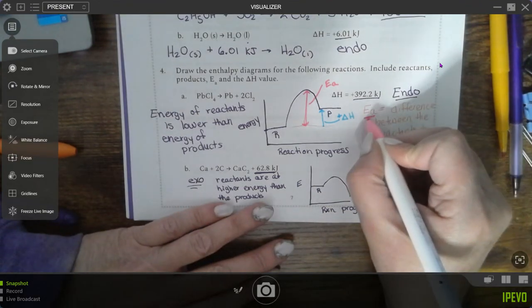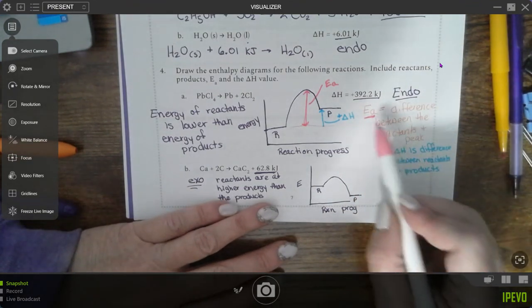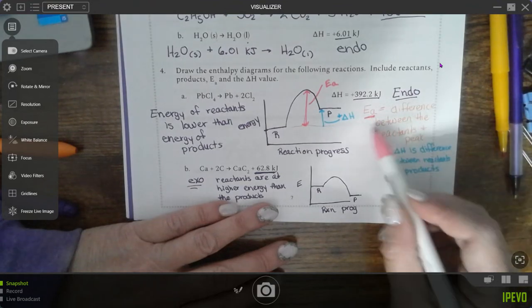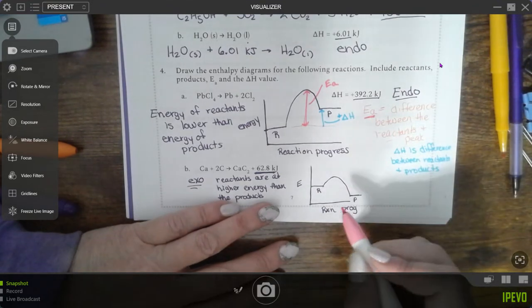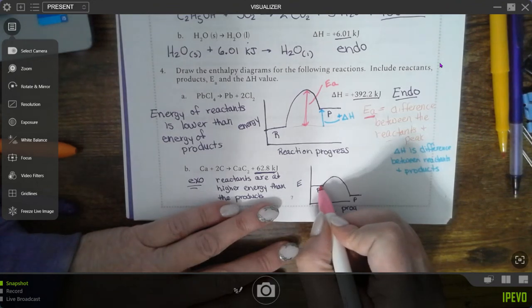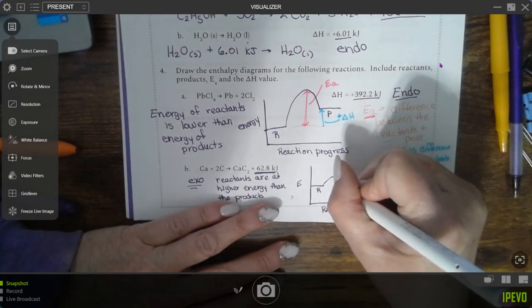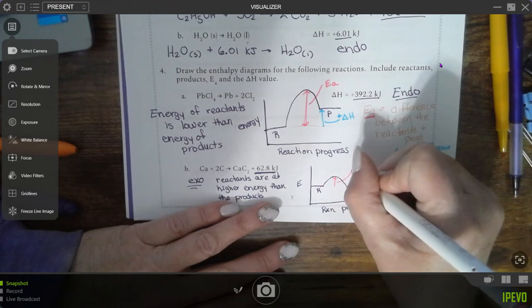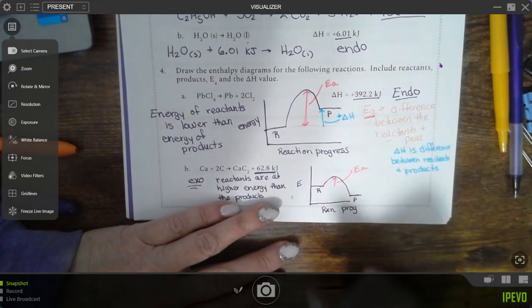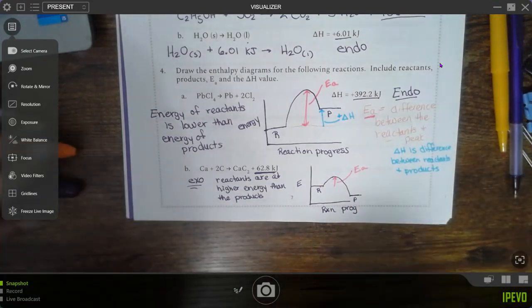Whether it's an endothermic or exothermic graph, activation energy is the difference between the reactants and the peak. So in this case, my reactants are here, so my activation energy is much smaller, because it's going from the reactants to the peak.